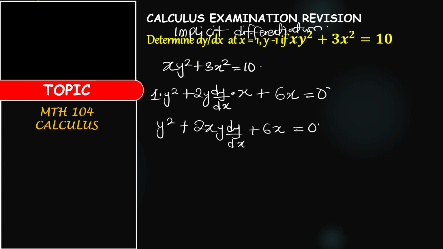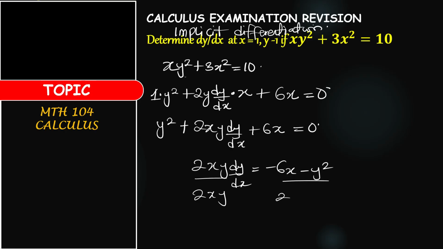Is that okay? Now take this 6x to this side. This will give us 2xy dy/dx. Take this one to this side, it gives us minus 6x minus y square. Now divide both sides by 2xy. All right. Now at the end of the day, when this cancels this, your dy/dx will be minus 6x minus y square, then 2xy.